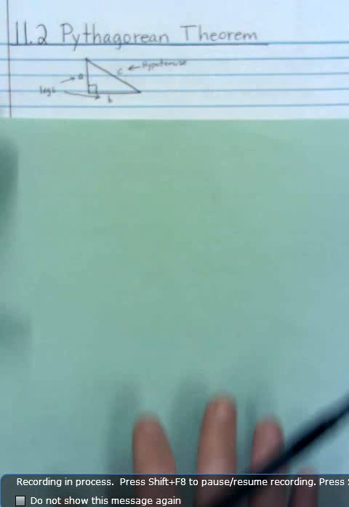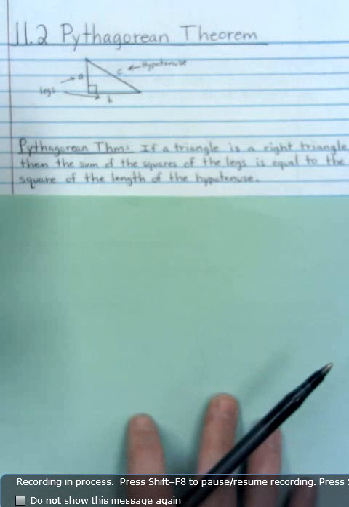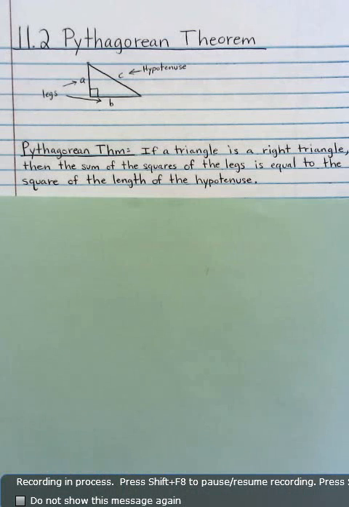Now, the Pythagorean Theorem says this. If a triangle is a right triangle, then the sum of the squares of the legs is equal to the square of the length of the hypotenuse.